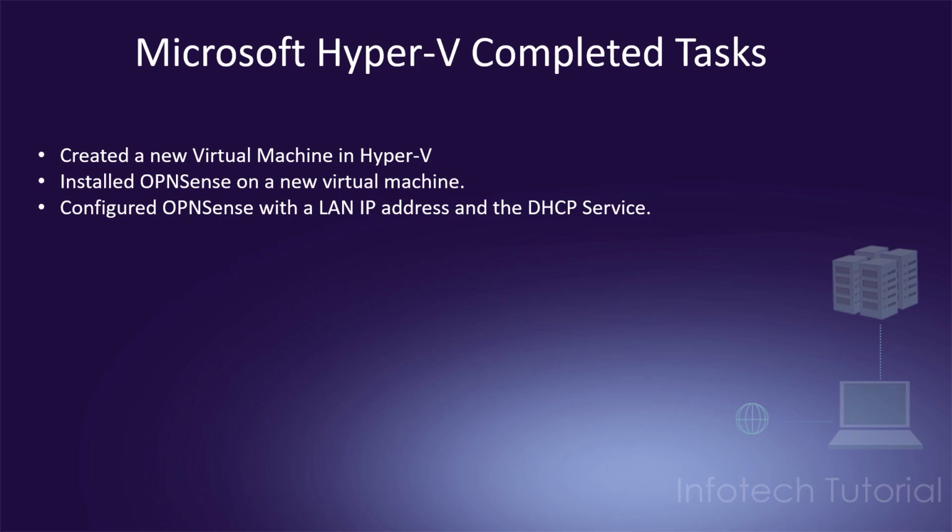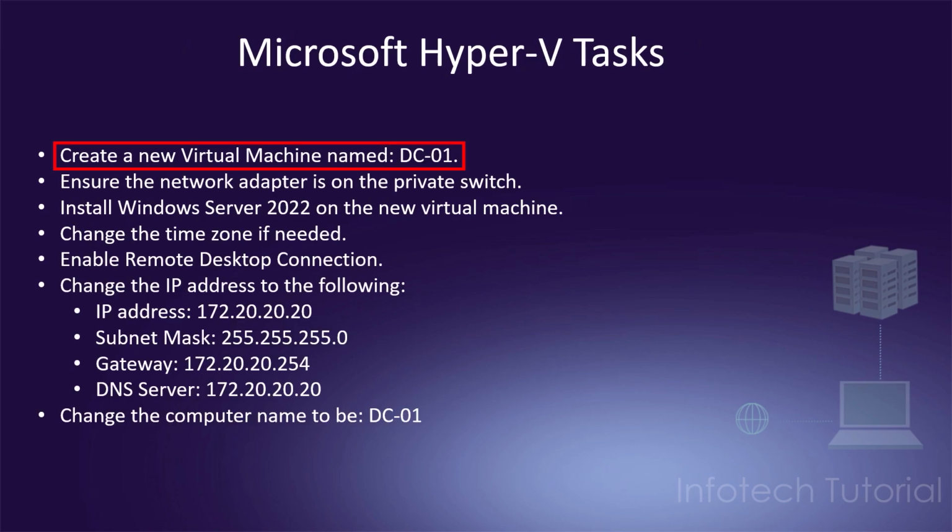Our last task for the Hyper-V series of videos will be to install Windows Server 2022. And here are the tasks that I would like us to accomplish. So first, we will create a new virtual machine and we will call it DC-01. We will change the network adapter to be private switch.